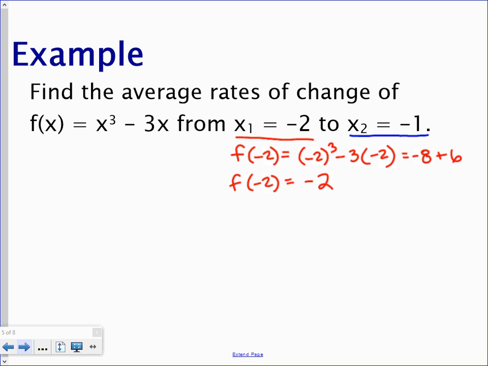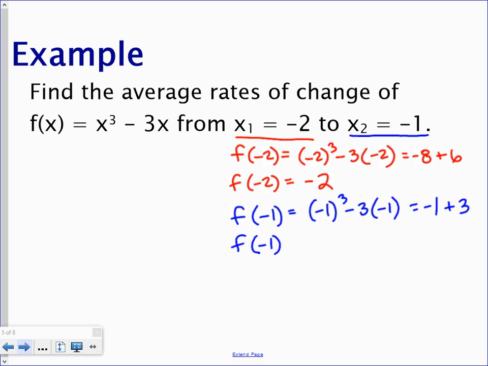And then I've got to do it again for x sub 2 equals negative 1. So I got to do f of negative 1. Negative 1 cubed minus 3 times negative 1. Whatever function you're given, plug in the x value to get your y. This is what? Negative 1 plus 3. So f of negative 1 is equal to 2.